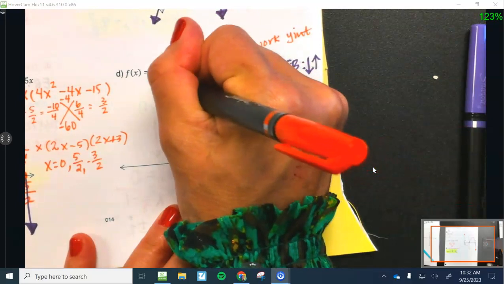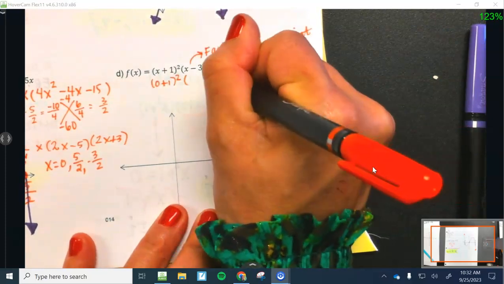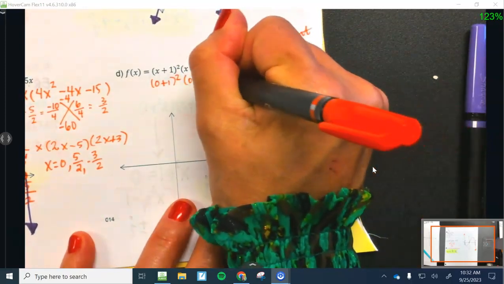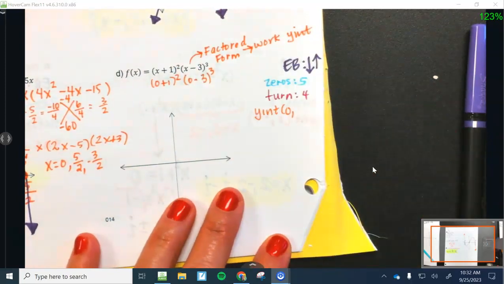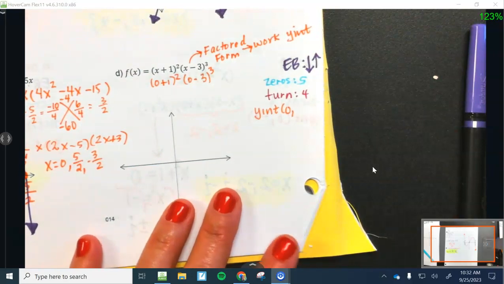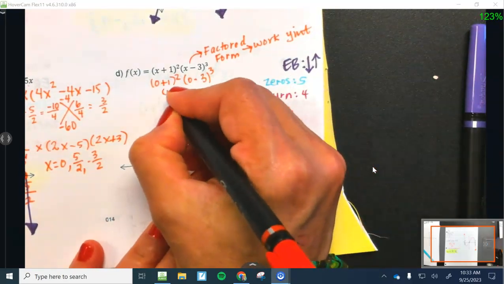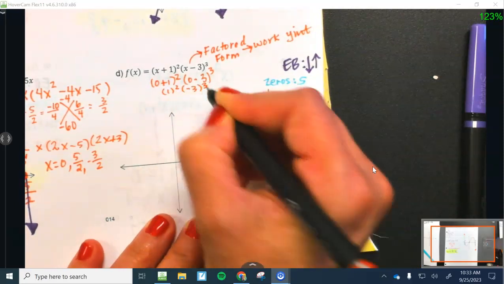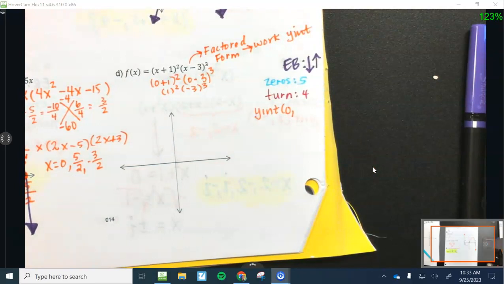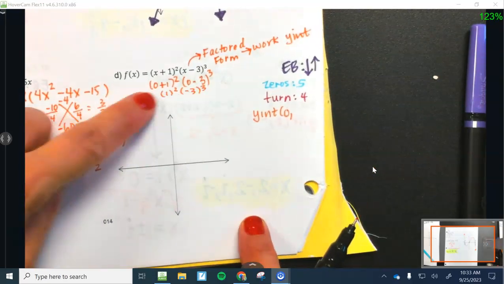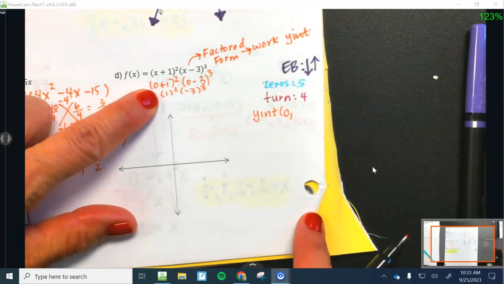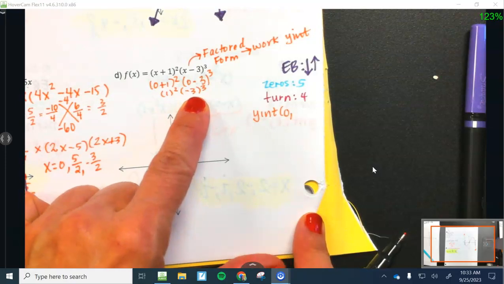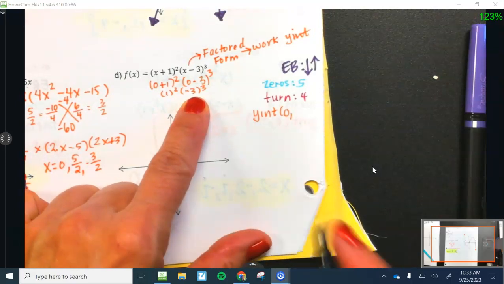So this is going to be 0 plus 1 squared times, not adding, times 0 minus 3 to the third power. Simplify inside the parentheses. That's going to be 1 squared times negative 3 cubed. Negative 3 cubed. Y'all, what's the y-intercept? What does that turn into? Negative what? Yeah, negative 27, that's right.